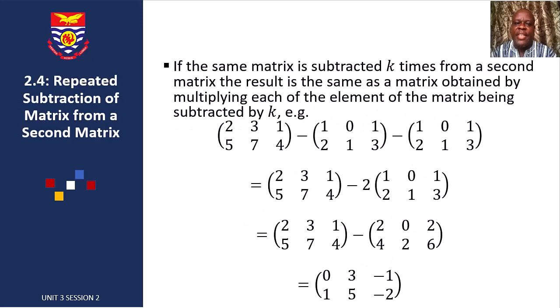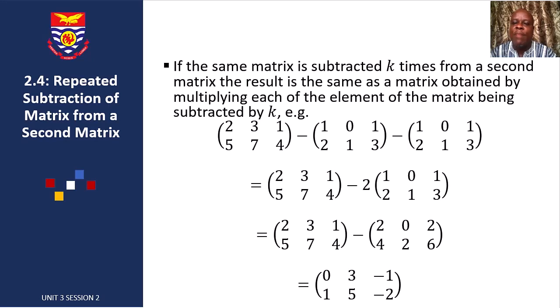We did repeated addition. We also want to look at repeated subtraction, so that if a particular matrix is subtracted a number of times from a given matrix, all you have to do is to take the number of times it is being subtracted, use it to multiply the matrix, get the answer before you subtract that final answer from the given matrix. So for example, you have the matrix 2, 3, 1, 5, 7, 4. And there is another matrix that is being subtracted from this one twice. That matrix is 1, 0, 1, 2, 1, 3.